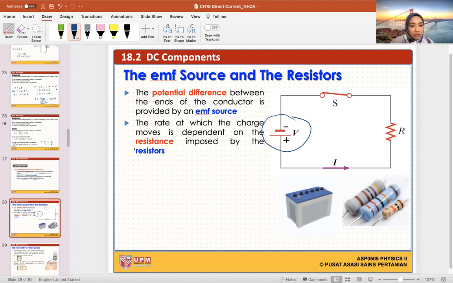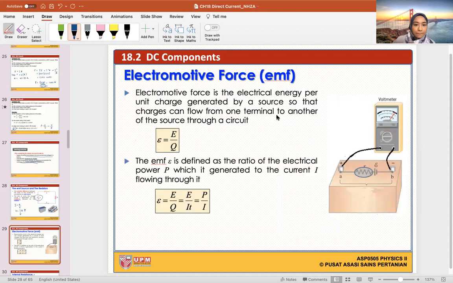The rate at which the charge moves is dependent on the resistance, right? Because I is equal to Q over T and V equals IR. So when you have a high R, assuming that your V doesn't change because you are using a constant battery, your I should decrease. So a high R gives you a smaller rate of charge moving, and a low R gives you a faster rate of charge moving. So this is imposed by the resistor. Okay, so that was an introduction.